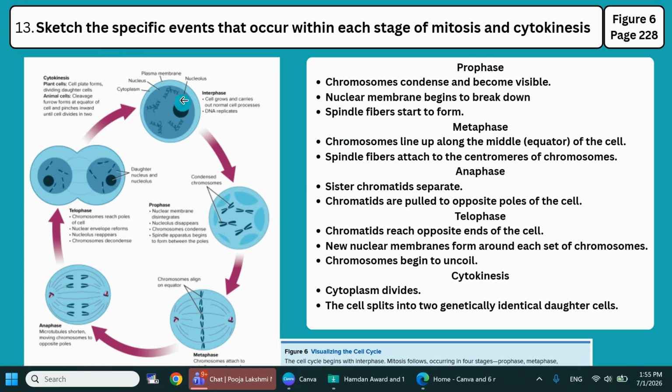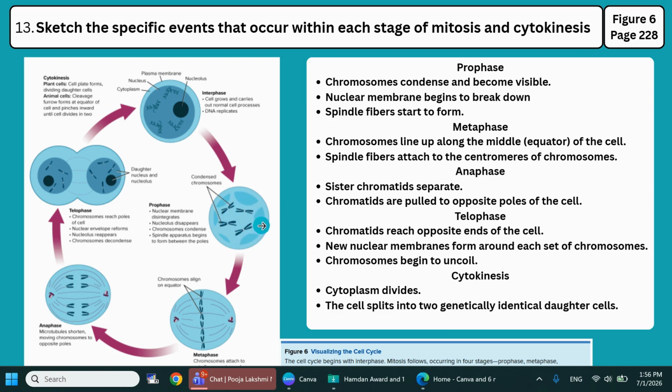So the first phase is interphase. Then here comes mitosis. After interphase, mitosis will start, and that is prophase. First is prophase. This is prophase. Remember to identify the picture, because they give you the picture and ask which stage it is. So try to remember how the figure looks, and then you can identify it.